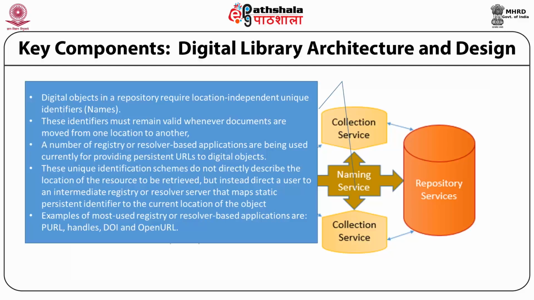A number of registry or resolver based applications are currently used for providing persistent URLs to digital objects. These unique identification schemes do not directly describe the location of resources to be retrieved, but instead direct a user to an intermediate registry or resolver server that maps the static persistent identifier to the current location of the object. Examples of the most used registry or resolver based applications are PURL, handles, DOI and open URL.